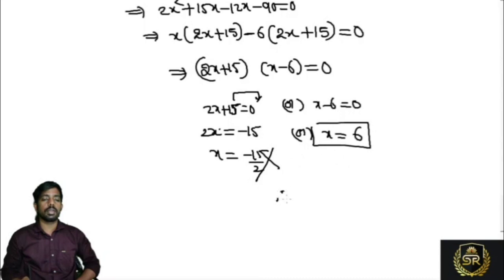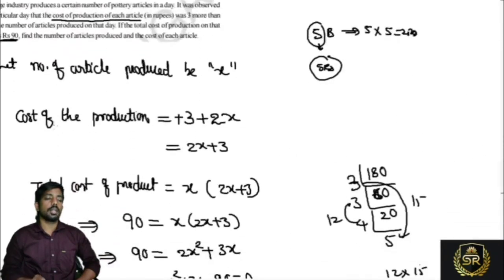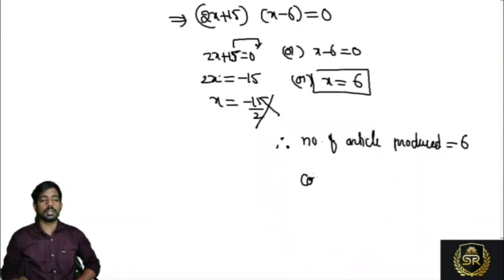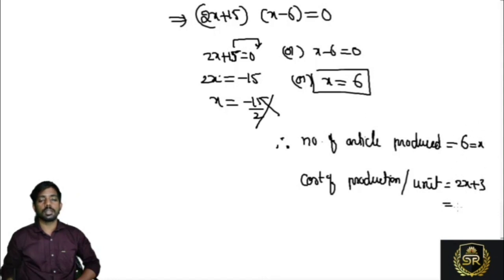So therefore the number of articles produced is equal to 6. Okay, x is equal to 6, and the cost of production per unit is equal to 2x plus 3. So this is x actually. So x is equal to 6, 2 sixes are 12 plus 3, how much? 15 rupees. It costs 15 rupees.